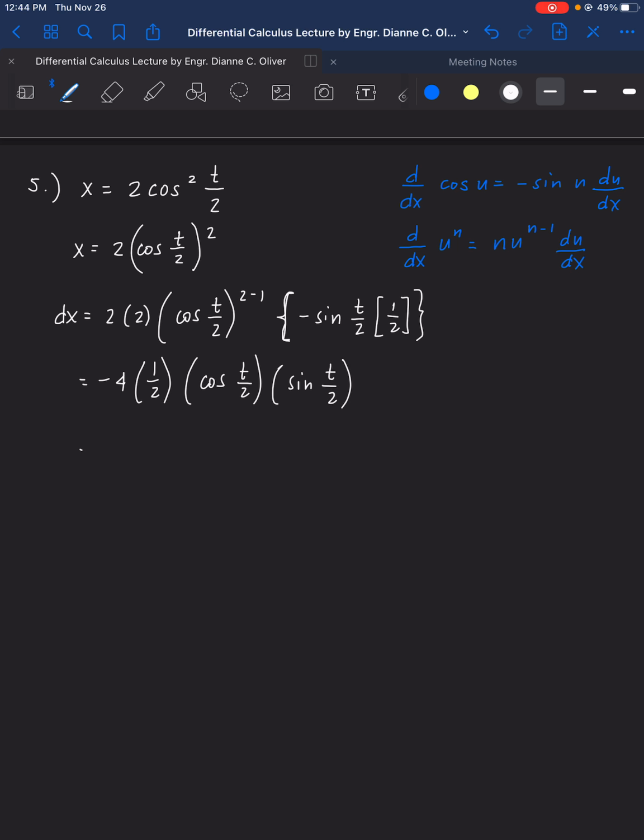The final answer becomes negative 2 cosine t over 2 sine t over 2. So that is the final answer for sample number 5. For problems 6 to 10, it will be discussed in the next video.